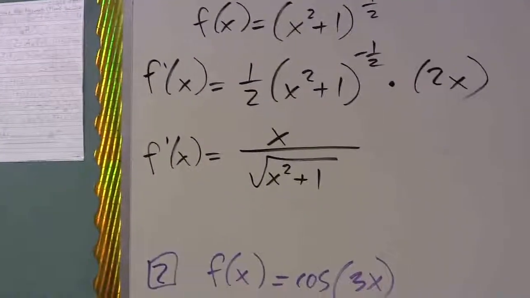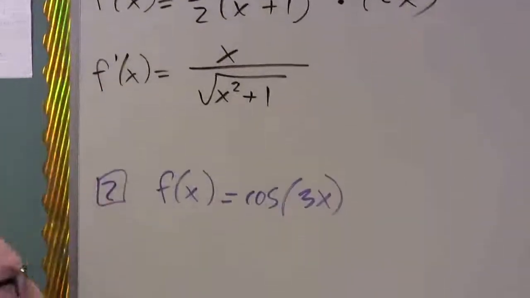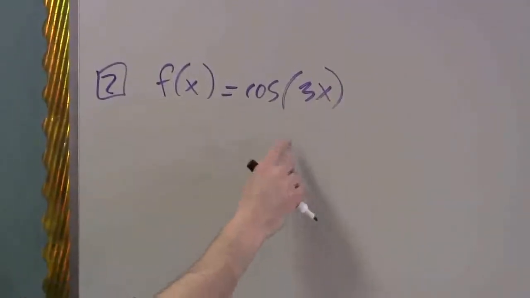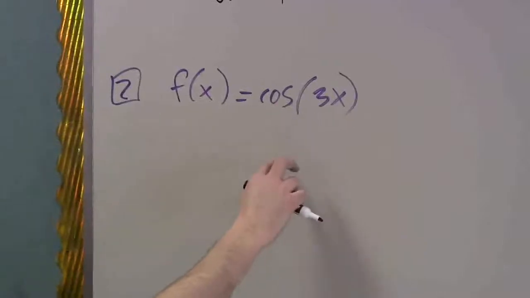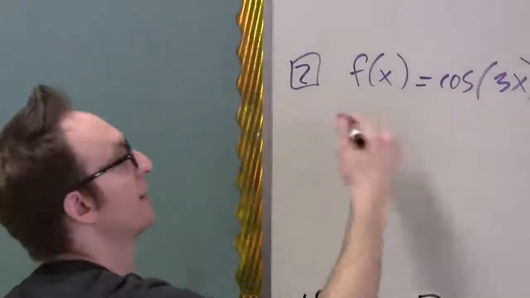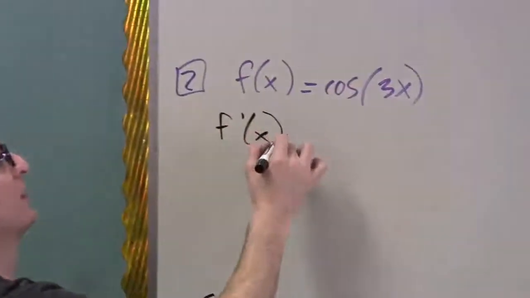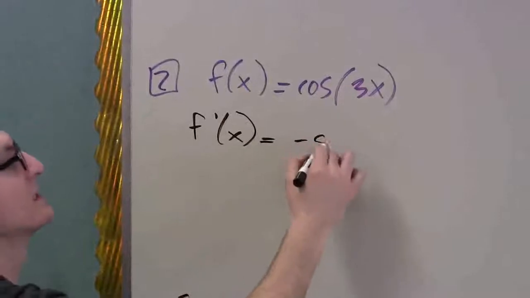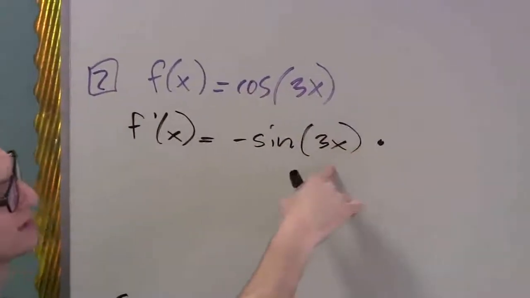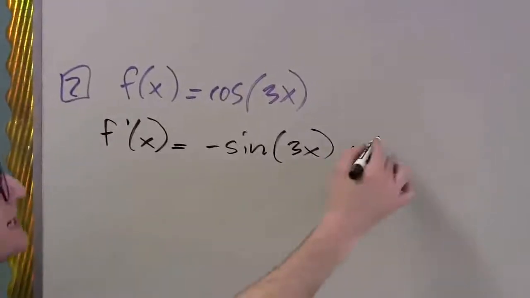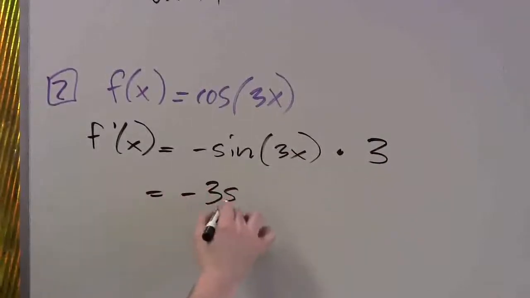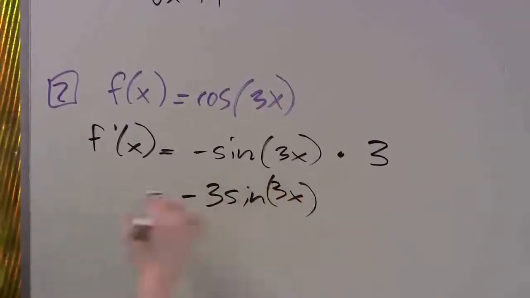Okay, let's do another one. Again, here, the outer function is cosine and the inner function is 3x. So what is the derivative of cosine 3x? What you have to say to yourself is, what is the derivative of cosine of something? The derivative of cosine of something is negative sine of something, and then times the derivative of what's on the inside, which is 3. And so your final answer is just negative 3 sine 3x.